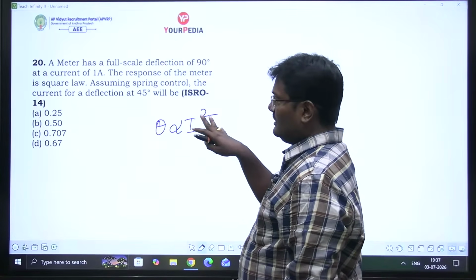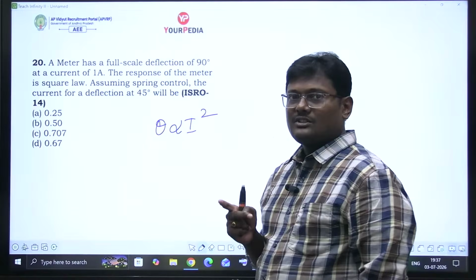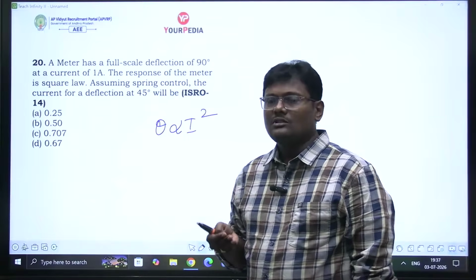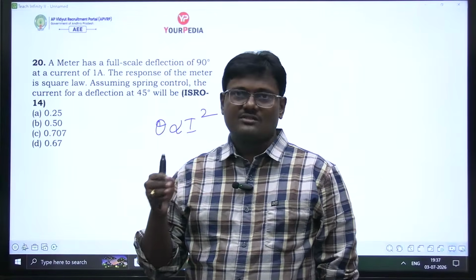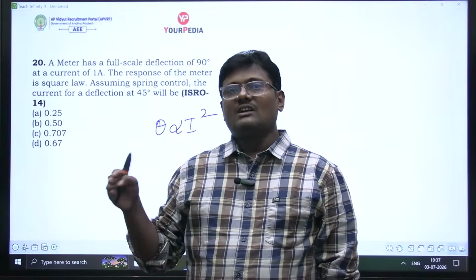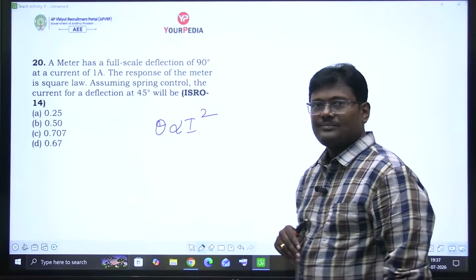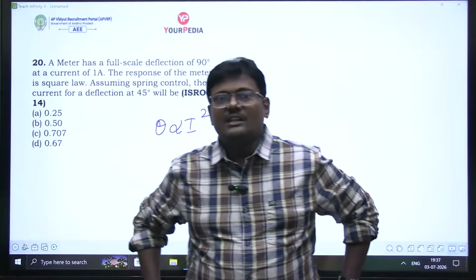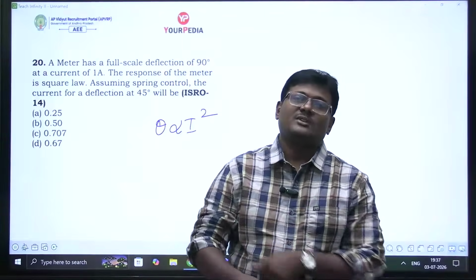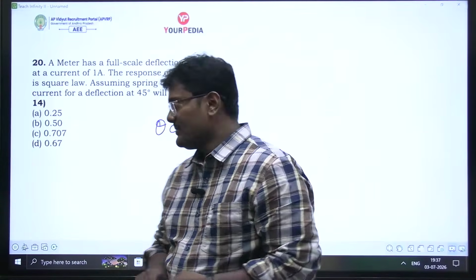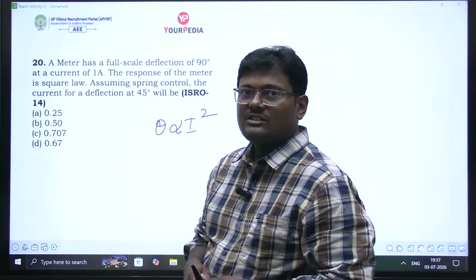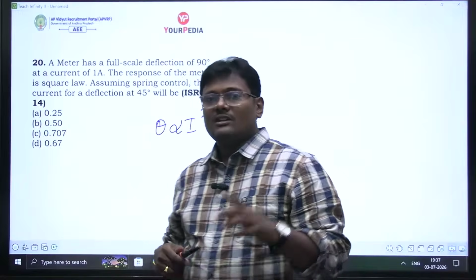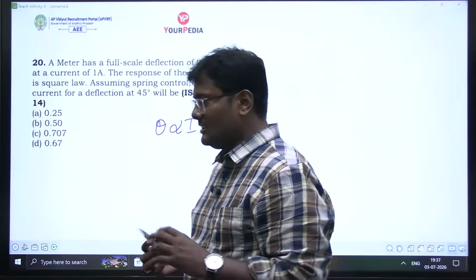After that, controlling torque is produced by two effects: spring control and gravity control. We use spring control for PMMC or MI instruments so that it is accurate. If you use gravity control, proper leveling is required. For a PMMC instrument the deflecting torque derivation gives BINA, but for the MI instrument TD is directly proportional to I square. When TD is equal to TC, the equilibrium point is obtained, but the pointer will make some oscillations. To reduce the oscillations, we require one more torque, called the damping torque. That is the background story.